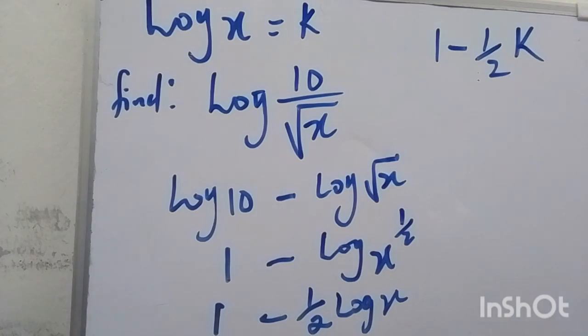So that makes it the final answer. You cannot say 1 minus half k. It's not possible because that 1 does not have the variable k. I know many students make the same mistake. So you stop there, because 1 does not have k, so you cannot subtract. Alright.